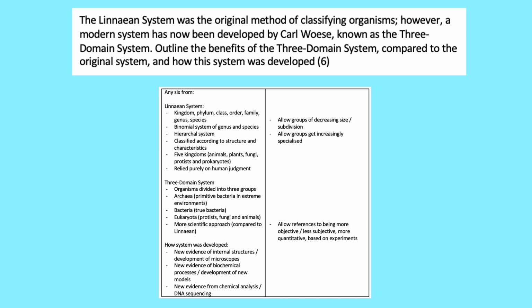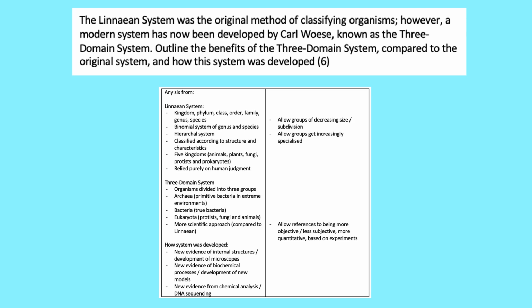They are classified according to their structure and their characteristics. So for example, you could have animal kingdom, plant kingdom, fungi, protists, and prokaryotes. However, this relied purely on human judgment. So it's completely down to human judgment which species belong in which groups. It wasn't very accurate and it wasn't very scientific.